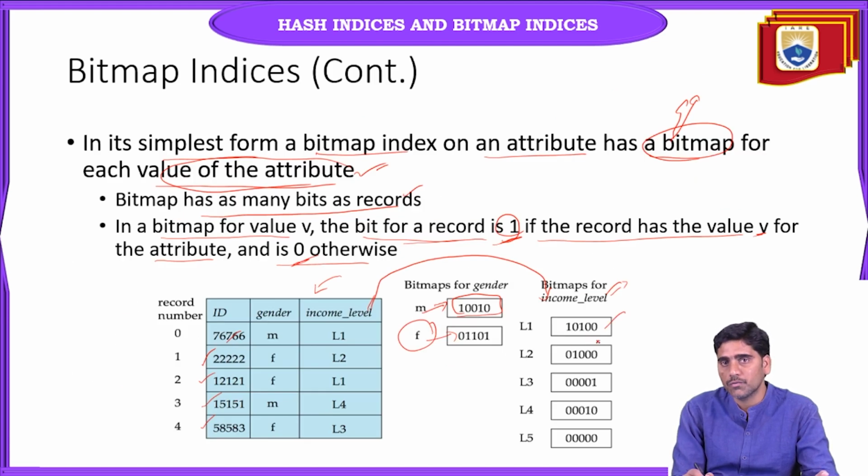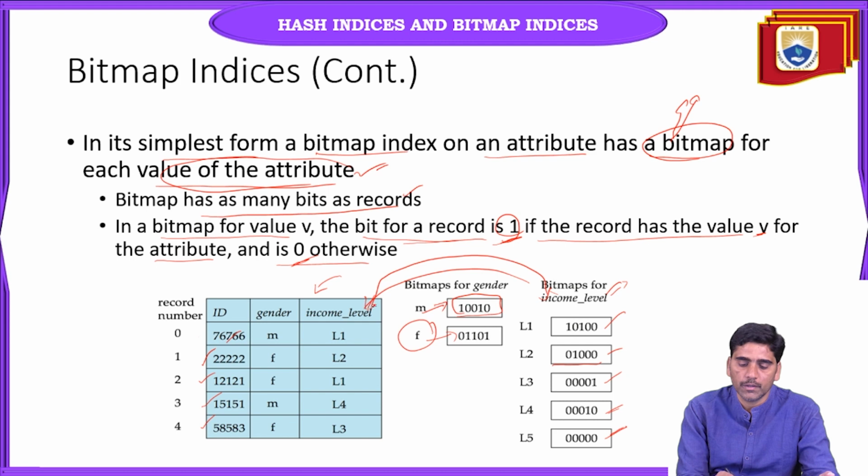So L1 is 10100, one bitmap. Similarly, L2 is 01000, another bitmap. L3 is 00001, another bitmap, and L4 is 00010 is another bitmap. L5, all zeros, is one bitmap. All these bitmaps are added to the table for income levels L1, L2, L3, L1, L4 and L3. This is how the bitmaps are created as arrays of bits, and each and every bitmap is assigned to its own attribute value.